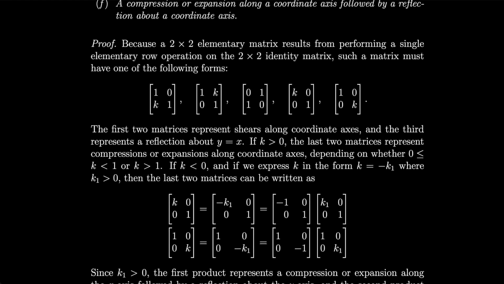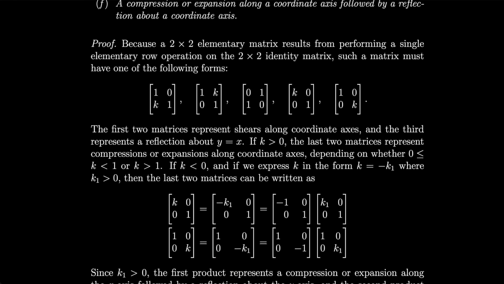If k is greater than 0, the last two matrices represent compressions or expansions along coordinate axes, depending on whether k is smaller than 1 or bigger than 1. If k is negative, and if we express k in the form of k equals minus k1, where k1 is positive, then the last two matrices can be rewritten.